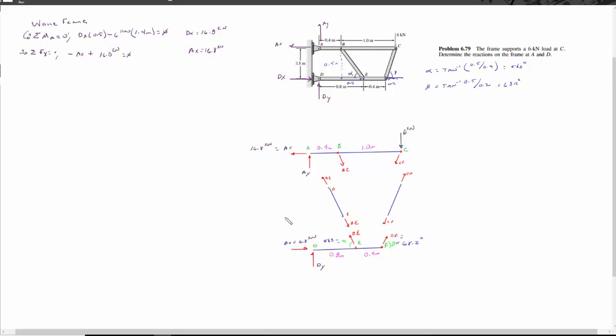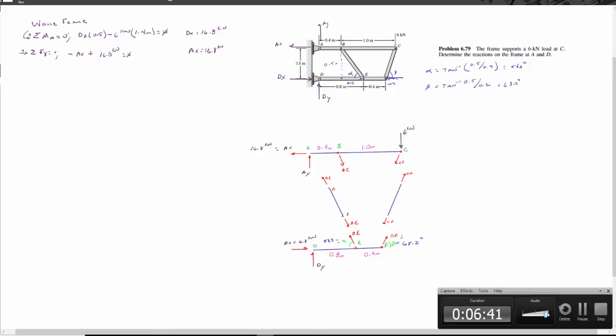So I can look at one of these members and figure out what I'm going to solve for. If I look at this member up here, I have two unknowns here, BE and CF. So what I could do, let's take a look.